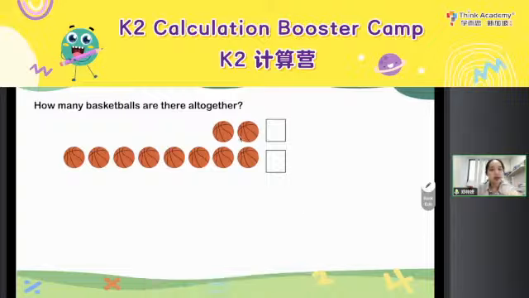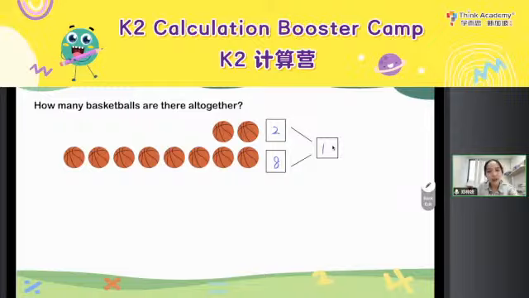So count it. 1, 2 for the first row. 1, 2, 3, 4, 5, 6, 7, 8 for the second row. Still, 5 seconds. Count how many basketballs there are in total. Good job. So, let's count all the basketballs together. 1, 2, 3, 4, 5, 6, 7, 8, 9, 10.